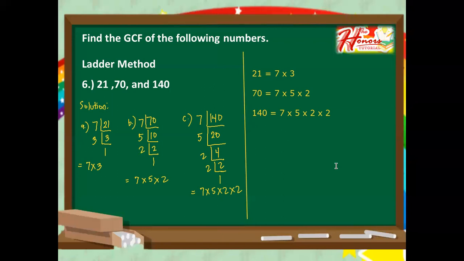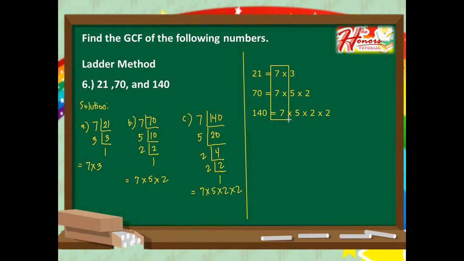So we have here 7, 7, 7. These are partners. How about 5 and 5? No, it is not included. Because though we have 5 for 140 and 70, but we don't have it in 21.